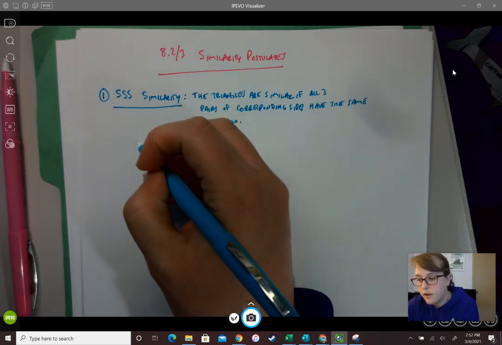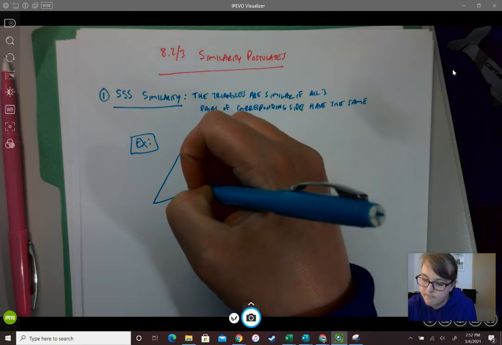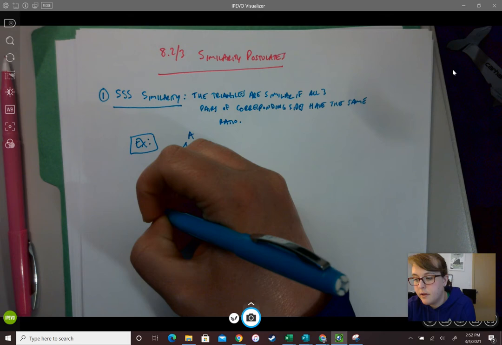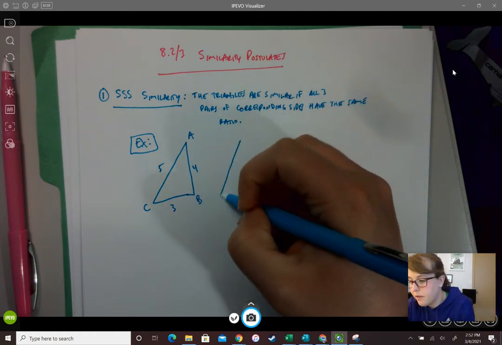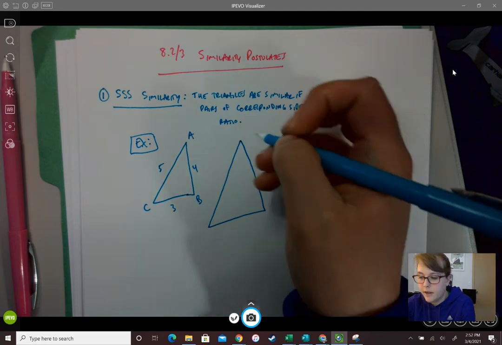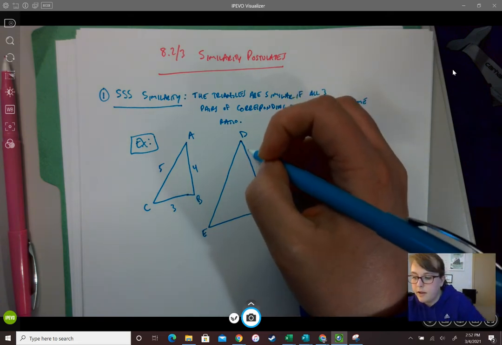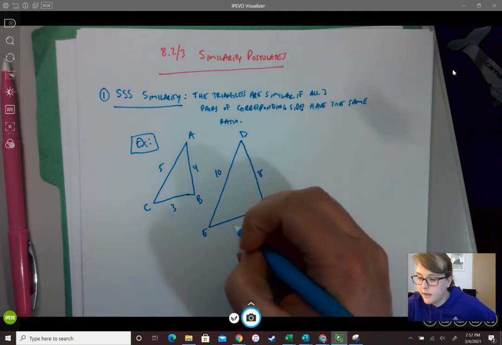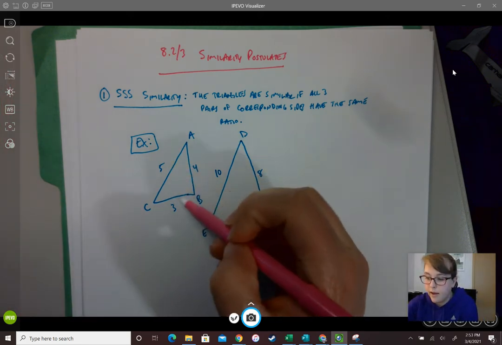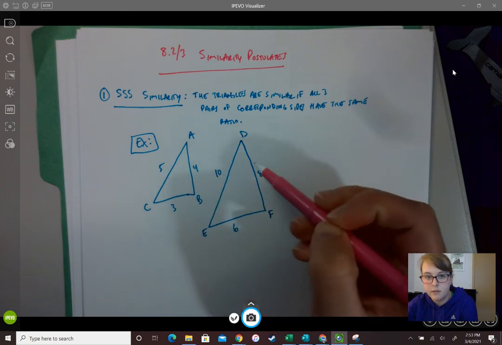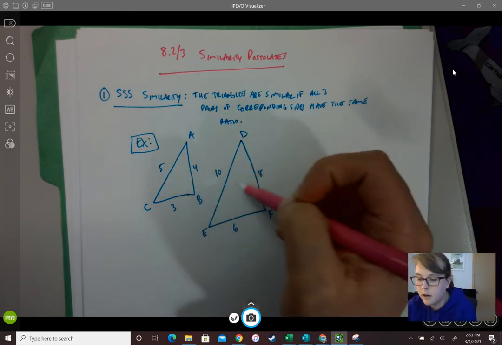So, example, this is triangle ABC, and there's our sides, and this other triangle over here, not drawn really to scale, DEF, is going to have side lengths 10, 8, and 6. Okay, so in order to use side-side-side similarity at all, we need to have all three side lengths on both triangles. So if you don't have all three side lengths on both triangles, you can forget about SSS. But on this one, we're lucky we do have all three sides on both triangles, so we're good to go here.